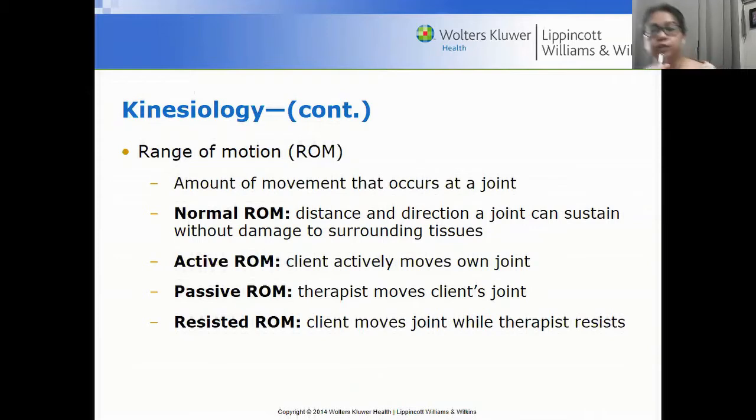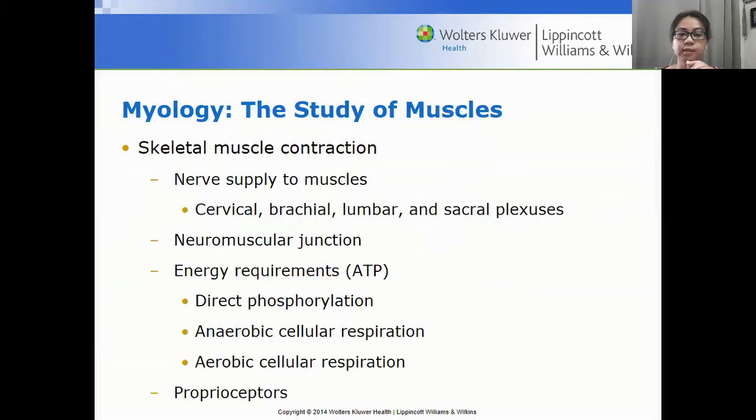We have the normal range of motion, the distance and directions a joint can move without damage to surrounding tissues. Then we have active range of motion, where the client actively moves their own joints. Passive range of motion, where the therapist moves the client's joints, so the other person is doing the motion. And then the resisted range of motion, where the client moves the joints while the therapist provides resistance. So the client will move and the physiotherapist will also assist. These are usually used in the rehabilitation process.